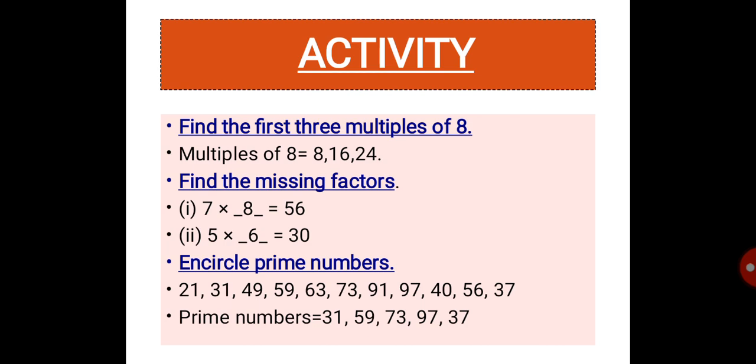Now our third question is encircle the prime numbers. Here I have given some numbers. From these numbers we have to encircle the prime numbers. So I have written the prime numbers in the given numbers: 31, 59, 73, 97 and 37. Understand students? Same as this, you all have to do different questions at home.